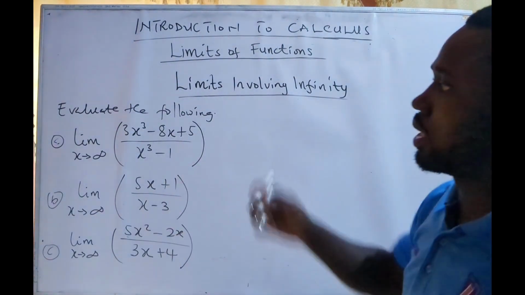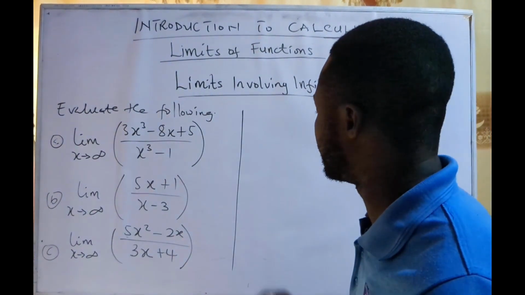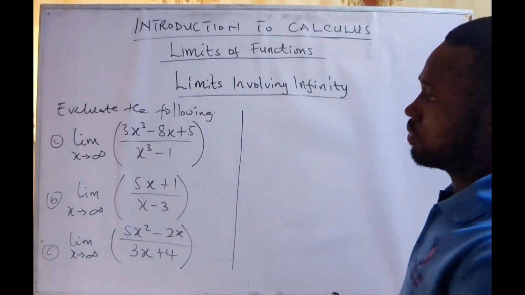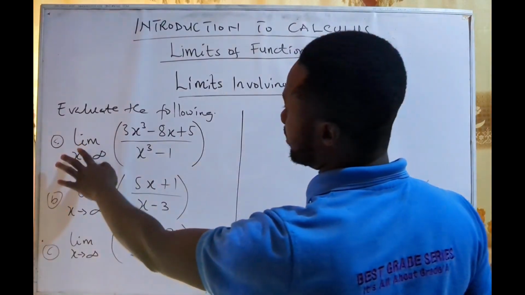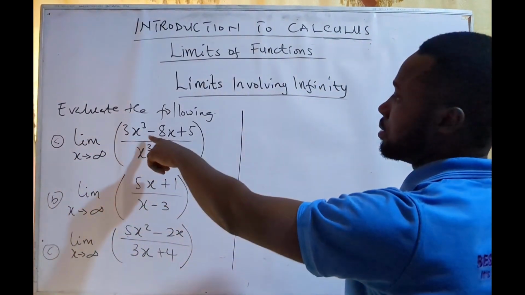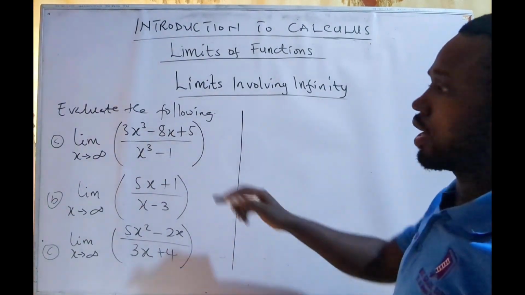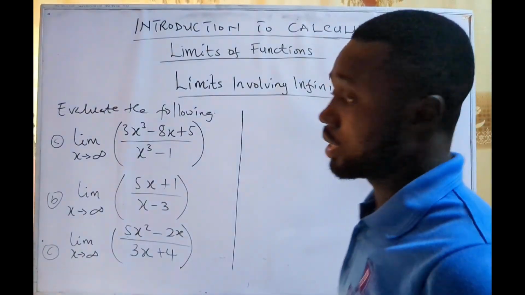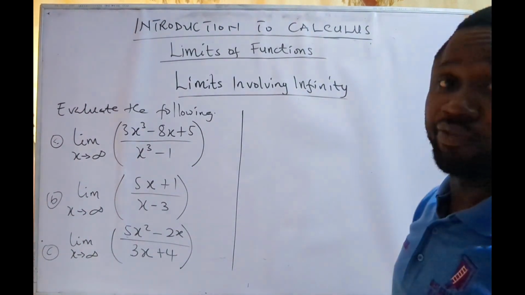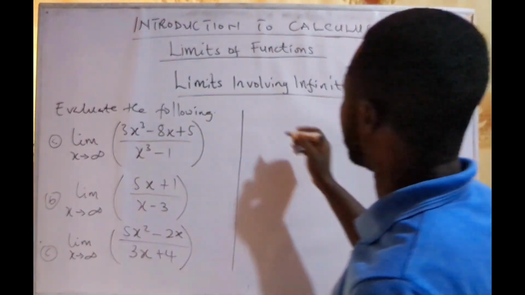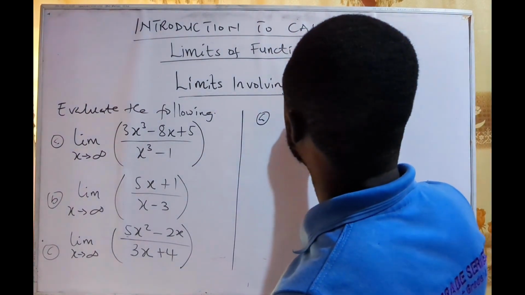Okay, let's consider the questions. So we have to evaluate a, the limit of the function 3s cubed minus 8s plus 5 all over s cubed minus 1 as s approaches infinity or s tends to infinity.